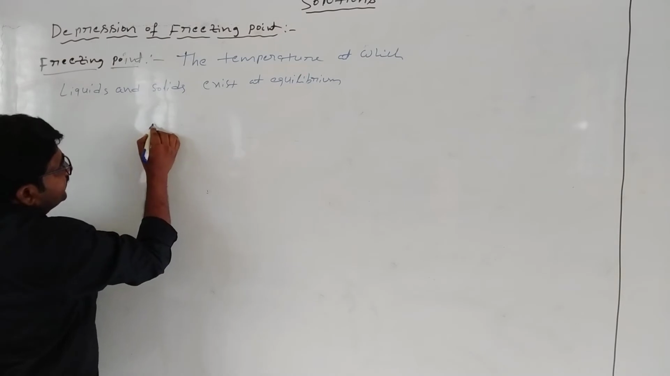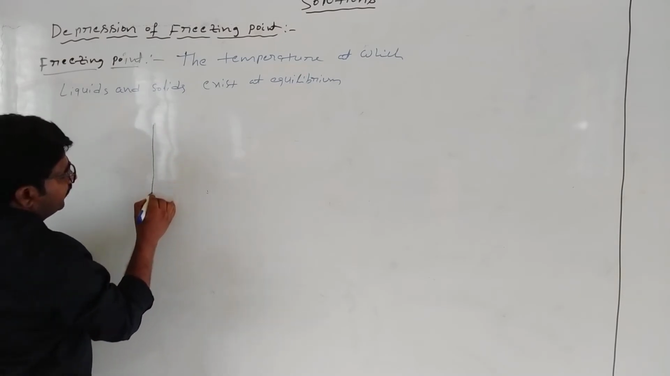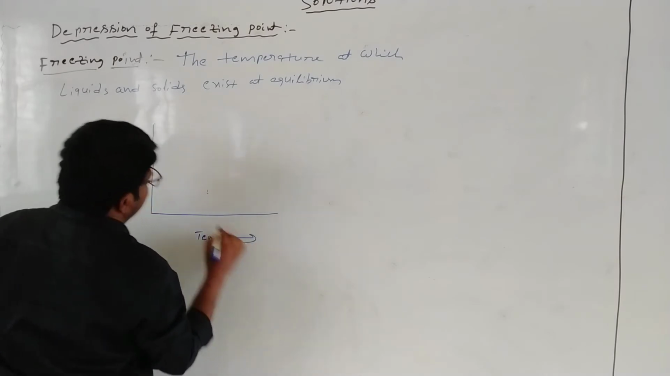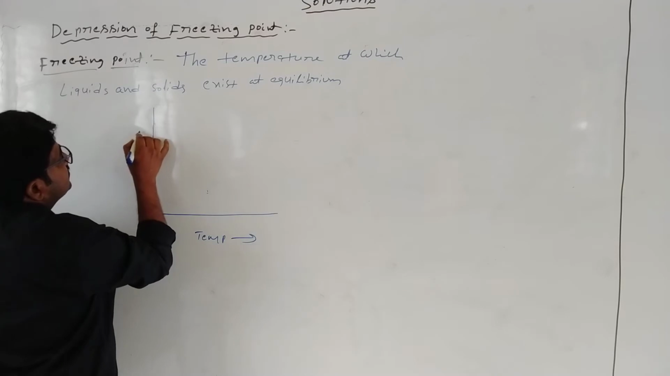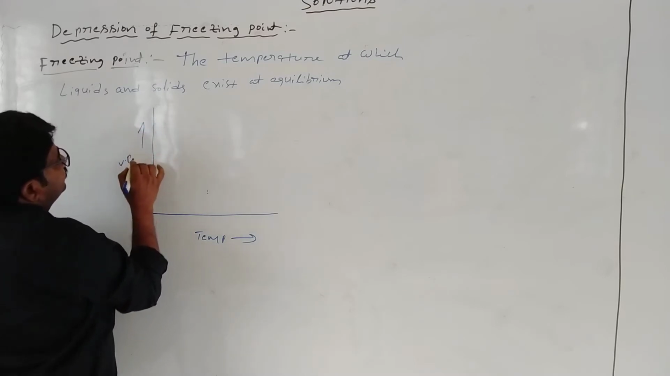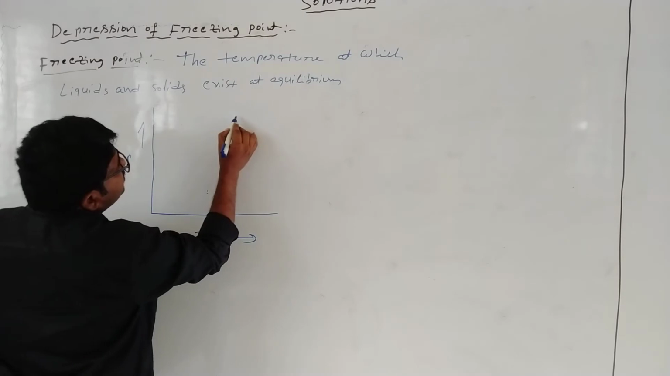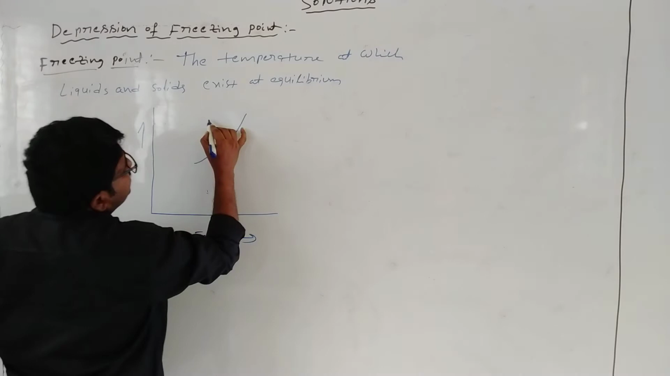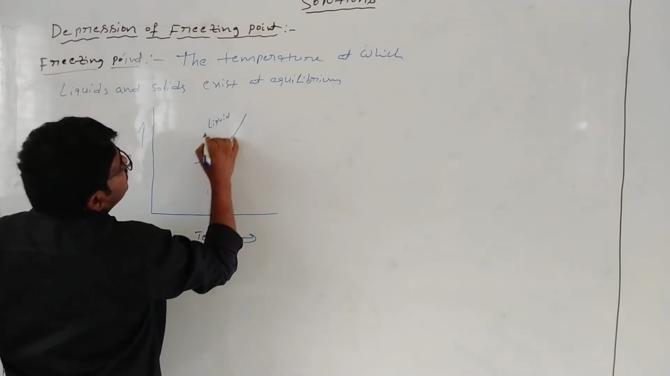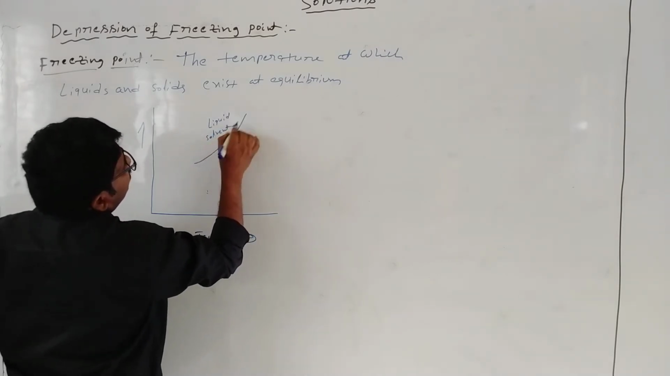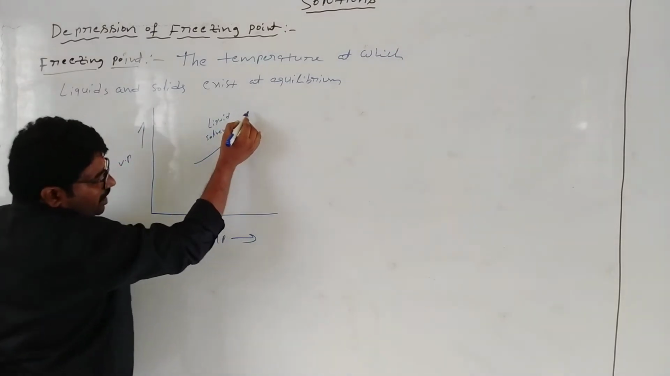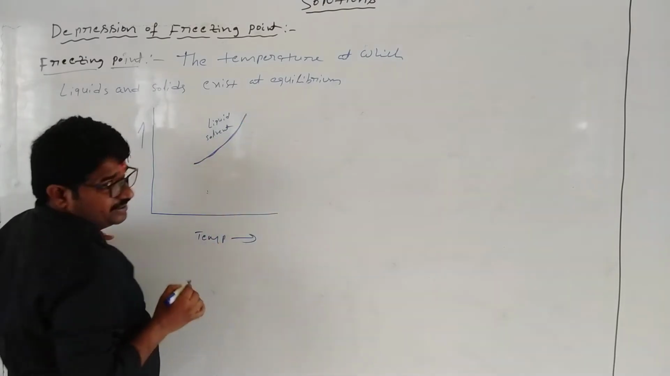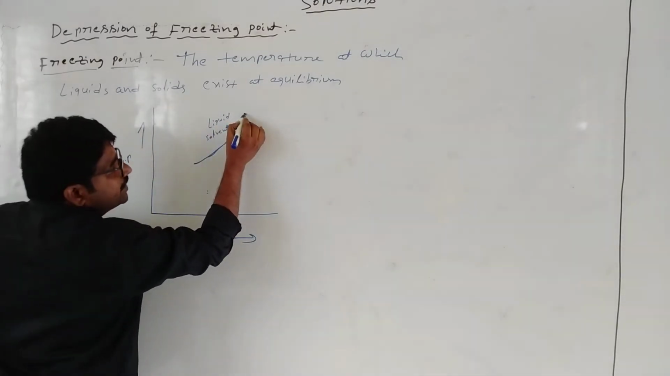So how are they adjusted? See here, if you see graphically, the x-axis is temperature and the y-axis is vapor pressure. Now this is considered the liquid solvent. With an increase in temperature, the vapor pressure increases.